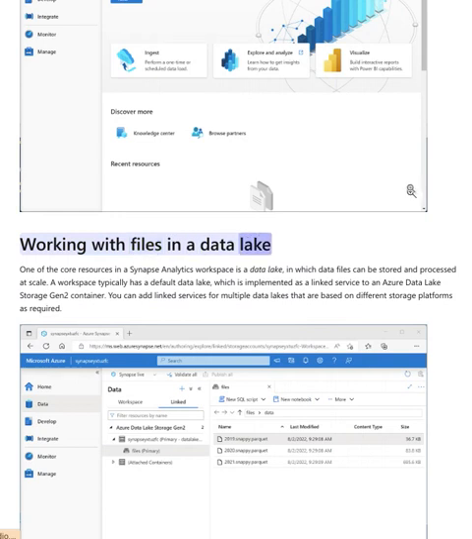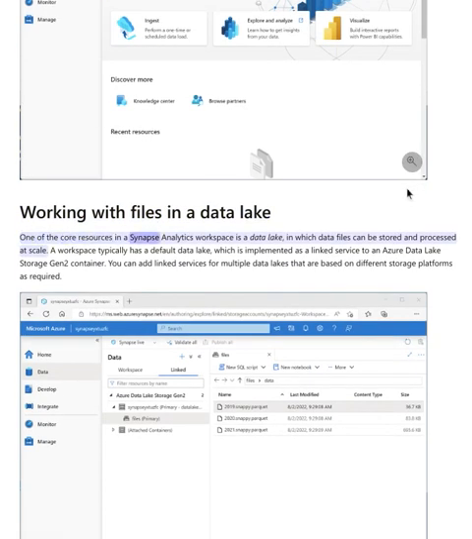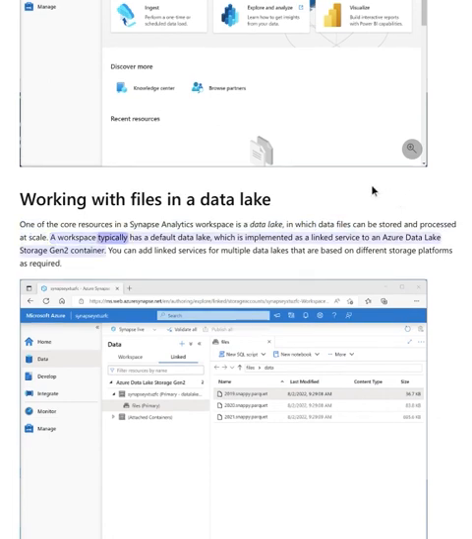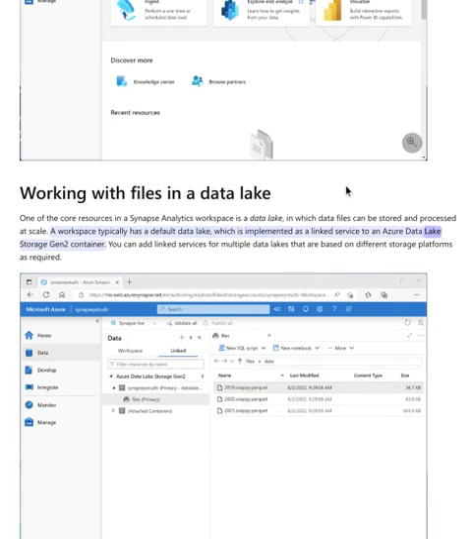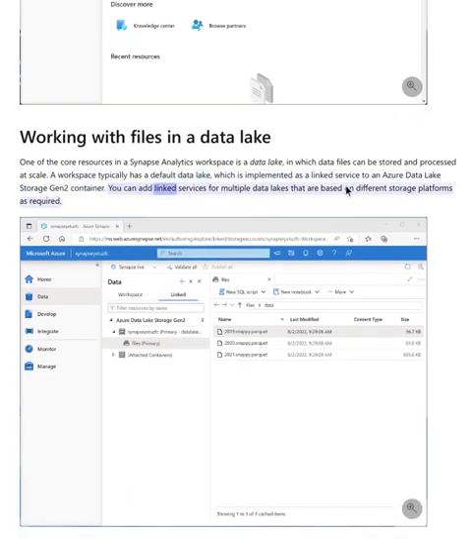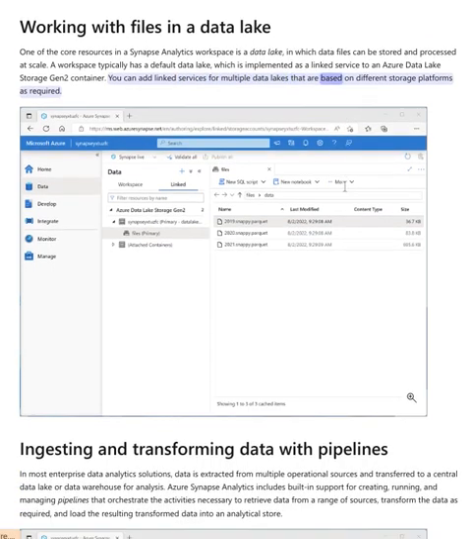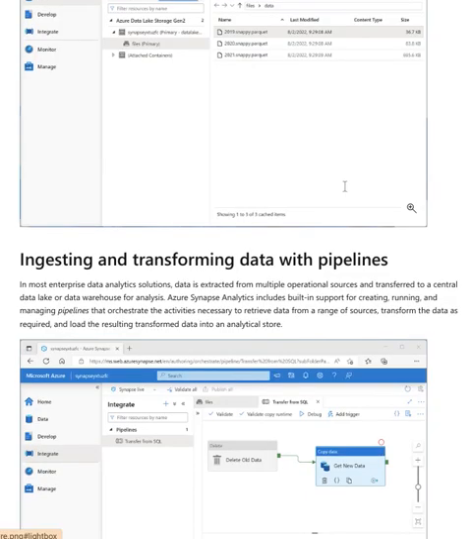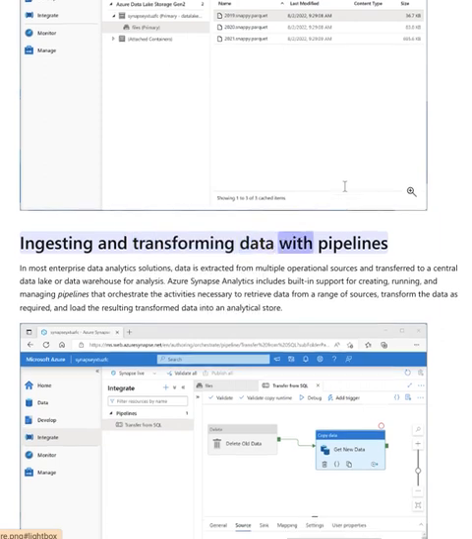Working with files in a data lake. One of the core resources in a Synapse Analytics workspace is a data lake, in which data files can be stored and processed at scale. A workspace typically has a default data lake, which is implemented as a linked service to an Azure Data Lake Storage Gen 2 container. You can add linked services for multiple data lakes that are based on different storage platforms as required. Ingesting and transforming data with pipelines.